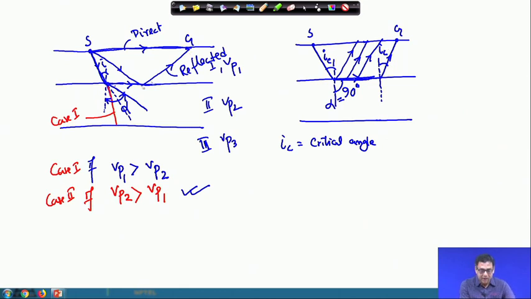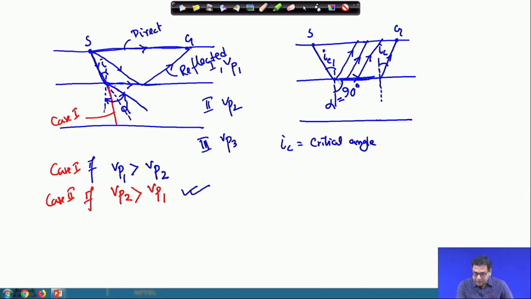One is the direct ray, another is the reflected, another is the refracted. Definitely the direct ray will always reach first compared to the reflected rays. That is okay, because the reflected ray's travel path is longer than the direct ray's travel path, and we are talking about the first arrival time of the wave.